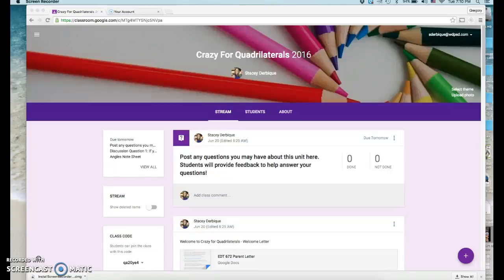The course I have created is called Crazy for Quadrilaterals. It is for third grade students. This is a geometry unit where students will be learning about triangles, angles, and quadrilaterals. My LMS that I have chosen is Google Classroom.